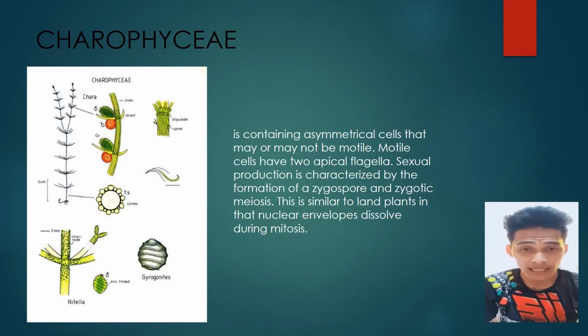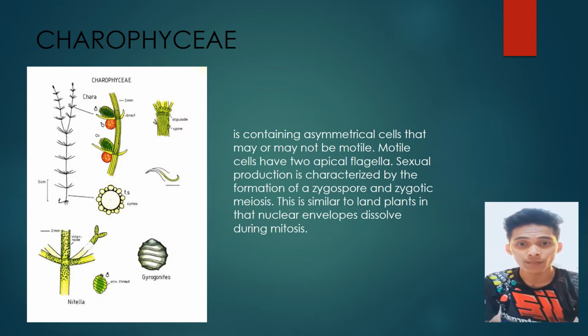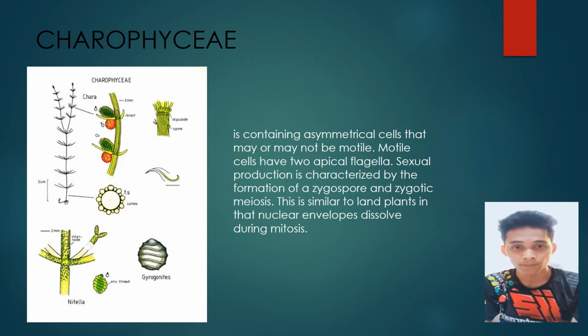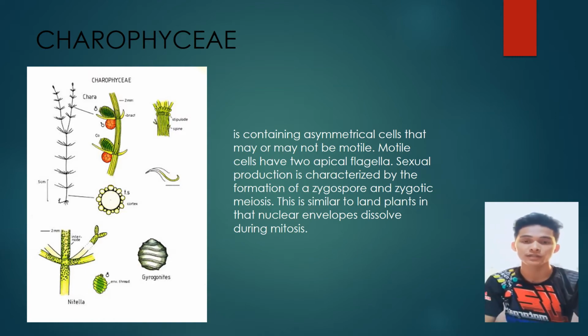Charophyceae contains asymmetrical cells that may or may not be motile. Motile cells have two apical flagella. Sexual reproduction is characterized by the formation of a zygospore and zygotic meiosis. This is similar to land plants in that nuclear envelopes dissolve during mitosis.